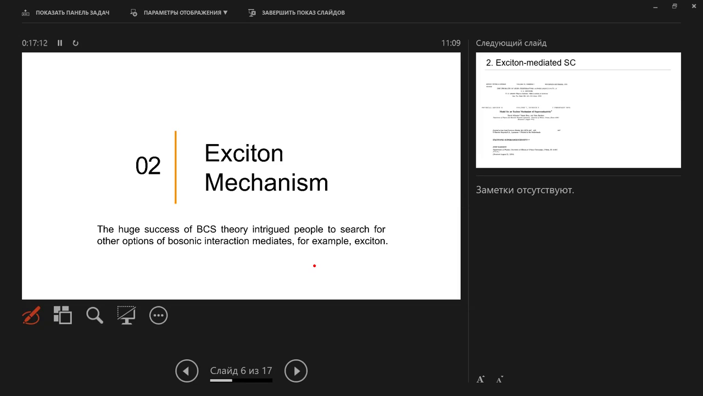The exciton has many similarities with the phonon. They are both bosons, which means that the exciton may mediate the interaction between electrons like a phonon, and make them form a Cooper pair.